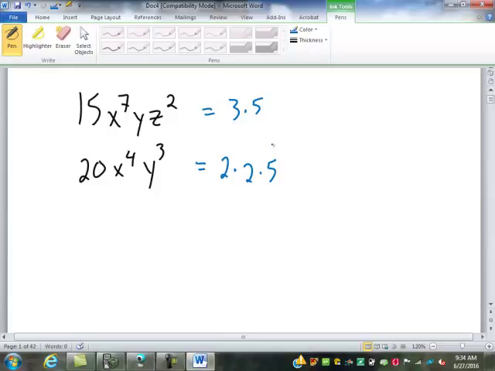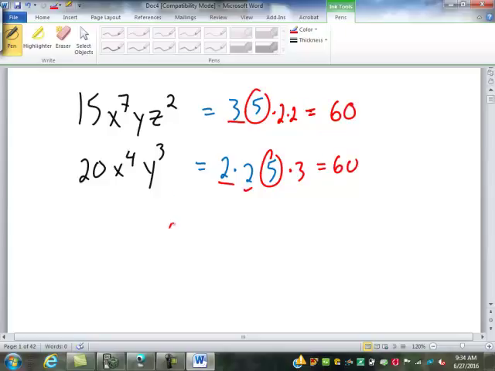Now that we have it prime factored, what's in common? Just the 5. So we've got a 3 here, we put a 3 there. We have 2 2's, put 2 2's. So what's that give us for the number? 60. So we have 60. What do we have for variables? X to the 7th. Good, there's an x. We have 4 and 7. 7's the bigger one.